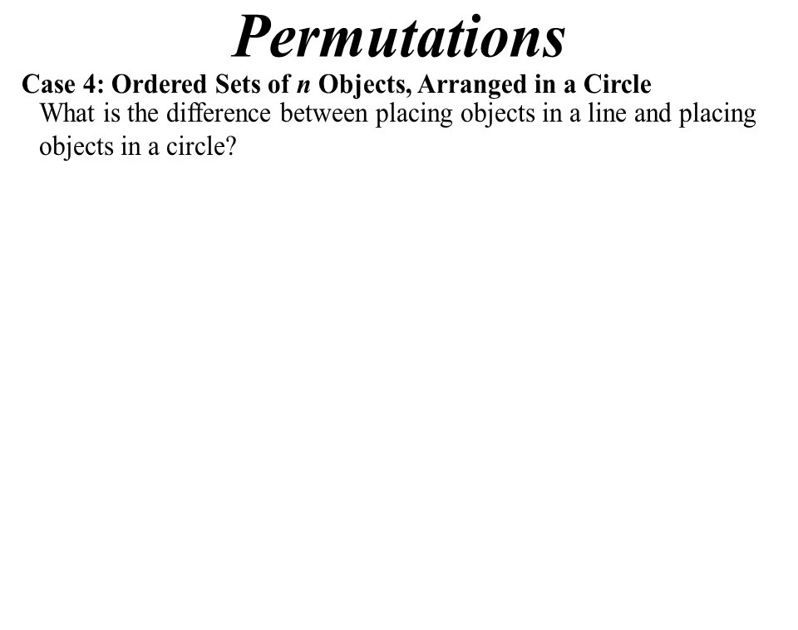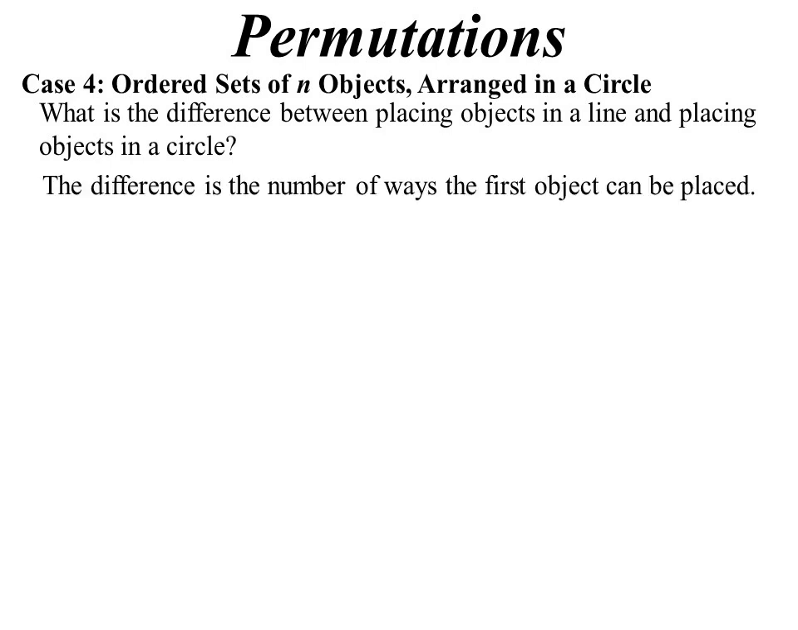Going to look at another case of permutations. So case 4, you see. And what this is, instead of arranging the objects in a line, we arrange them in a circle. How does this change the problem? Well, the difference comes down to how the first object is placed. That's essentially the only difference. Let me show you what I mean.